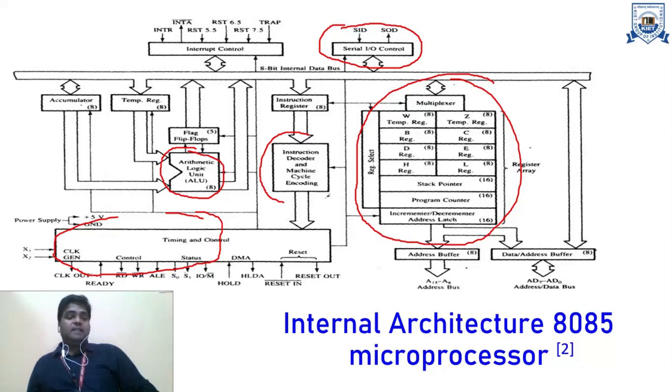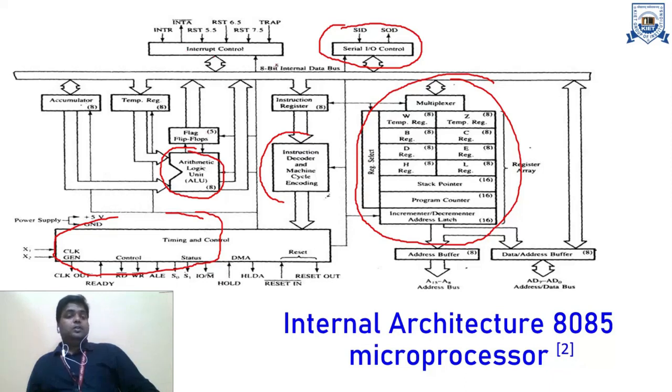The timing and control signals are basically used to provide the control information to all the units of this microprocessor, either it is registers, arithmetic and logic unit, or interrupt control unit. So it provides the control signals to all the components of this architecture.